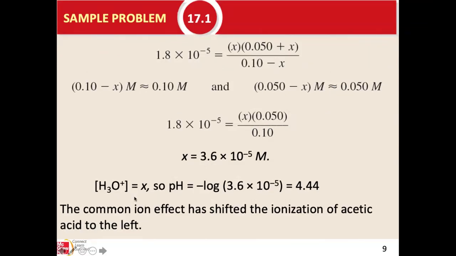Then we can solve for the X. Our X is the hydronium ion concentration. And once we find the X, we can put it into that expression, and we can find the pH is 4.44. So the common ion effect shifted the ionization of acetic acid to the left. Less of the acid will ionize, so you will have less hydronium ion concentration, and the pH will be less acidic, 4.44, not more acidic.